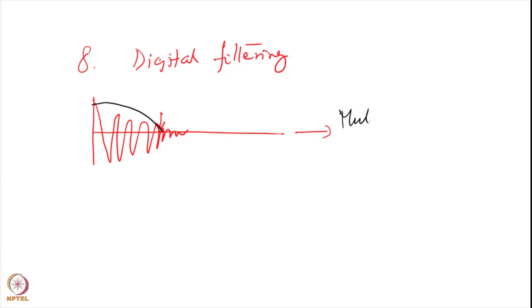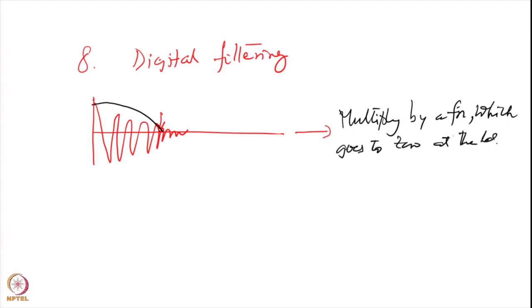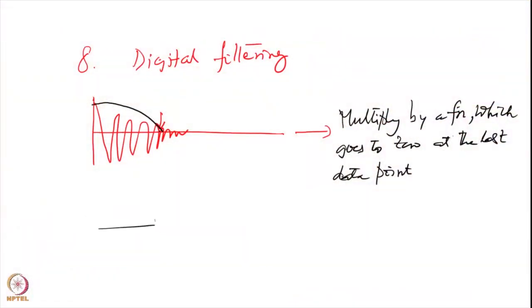Multiply by a function which goes to 0 at the last data point. So this results in elimination of those wiggles in the spectra. And then you will get clean absorptive line shapes when we do this. After that, if you do the FT, then you get clean signals like this, with no truncation artifacts here. So this is digital filtering.